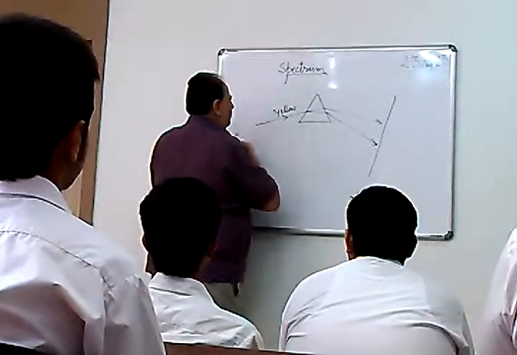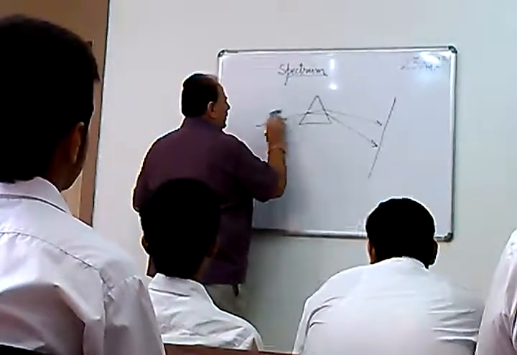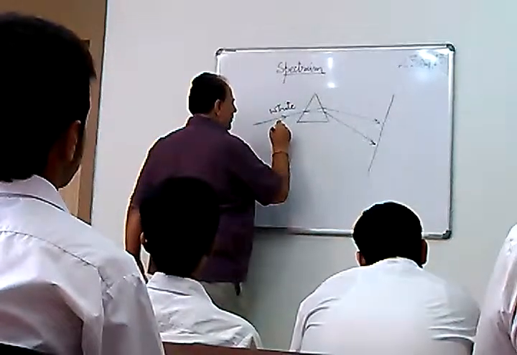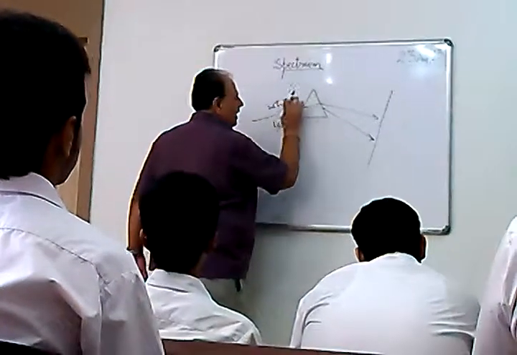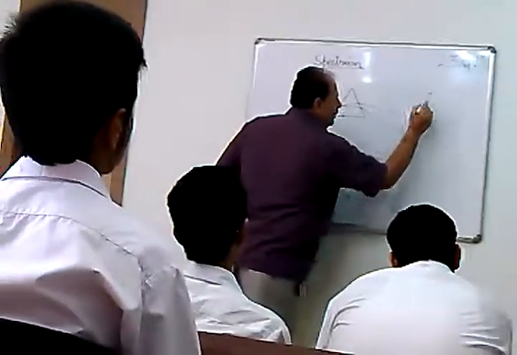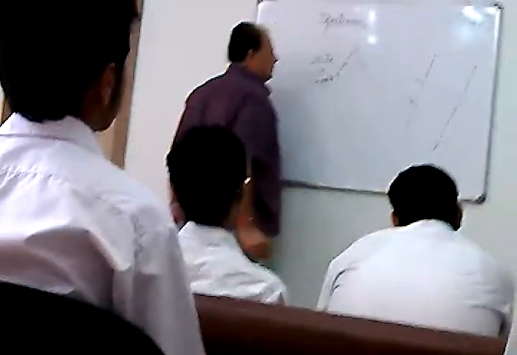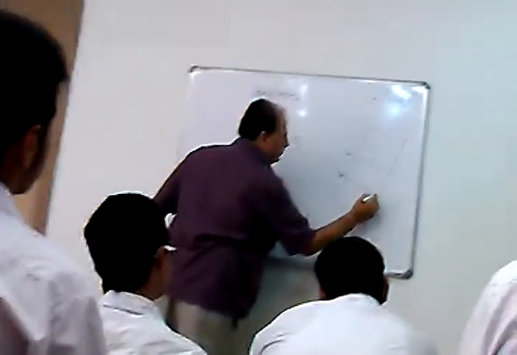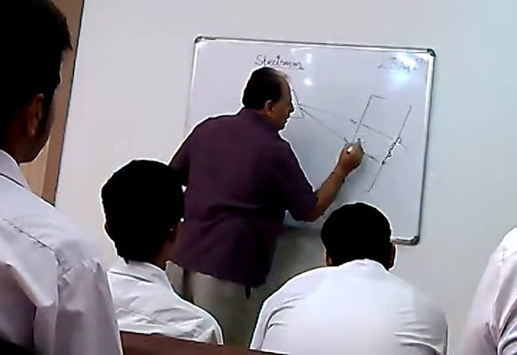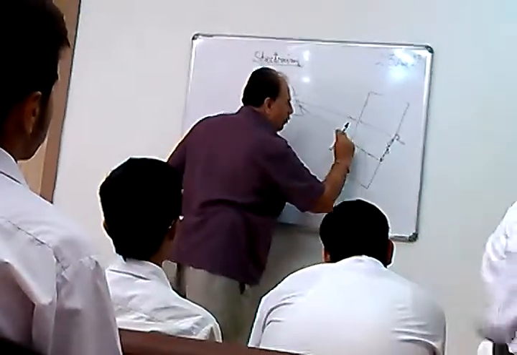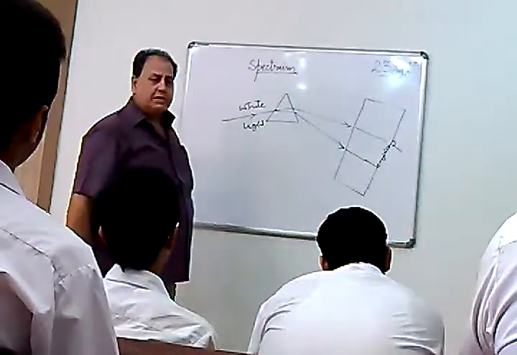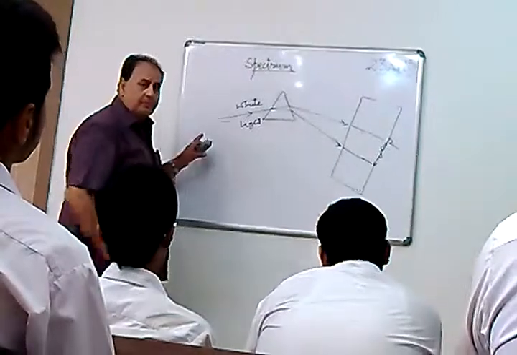You pass the white light here. I take white because otherwise you will not understand. This is the white light. The light goes like this. You note there is a color spectrum here. Violet is here, indigo, blue, yellow, orange and red. But you get a continuous band, this is called a continuous emission spectrum.